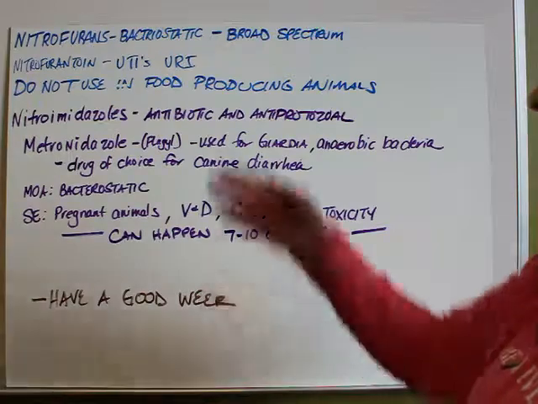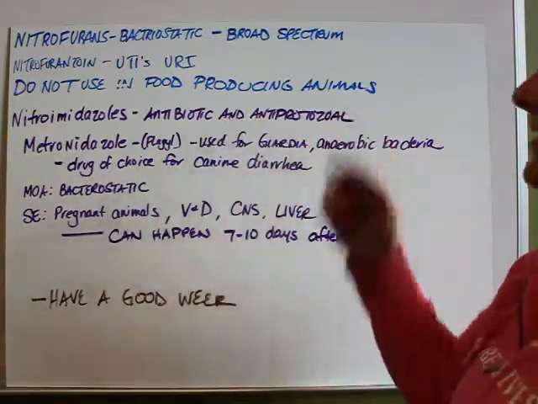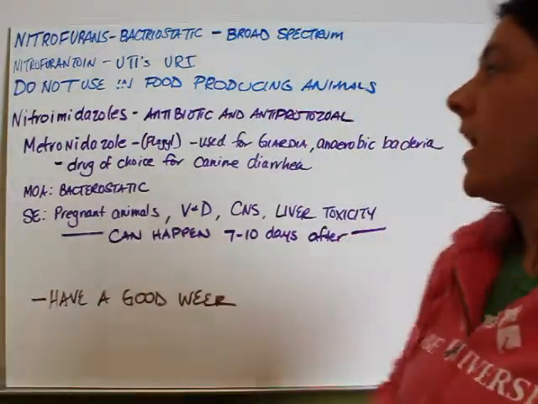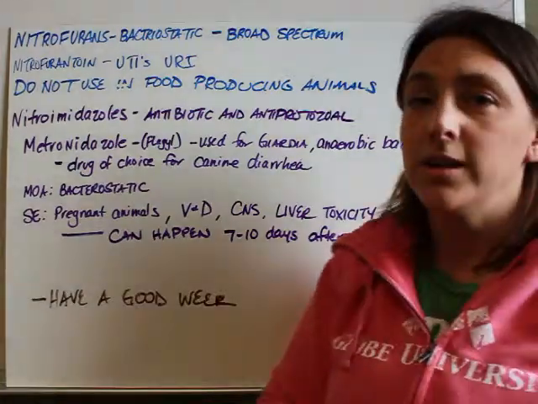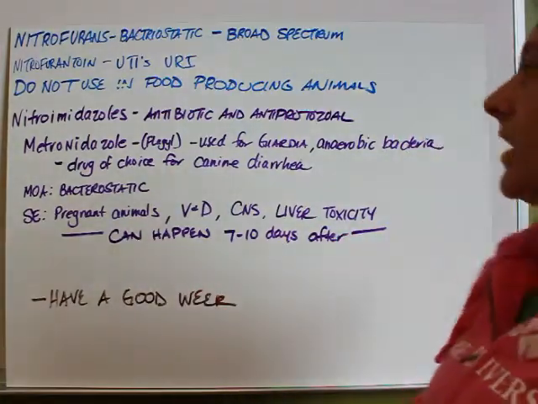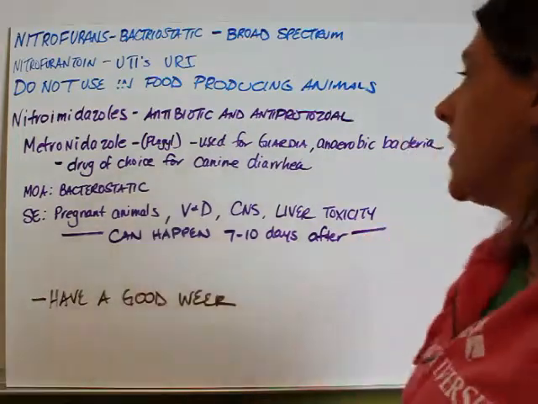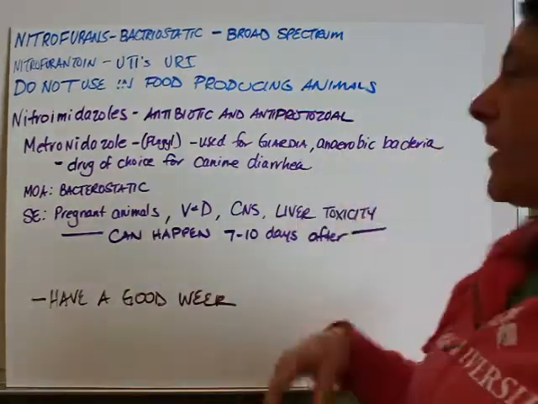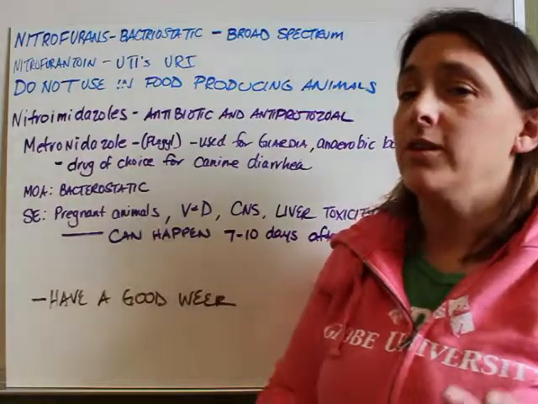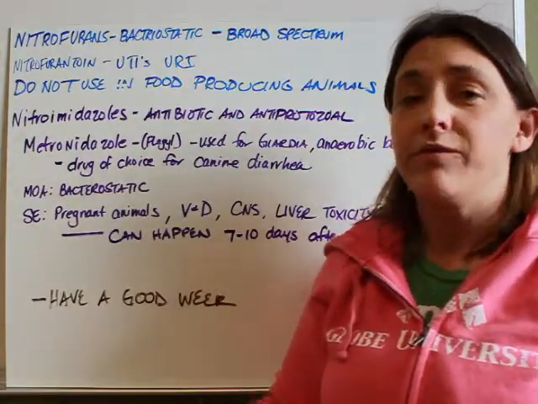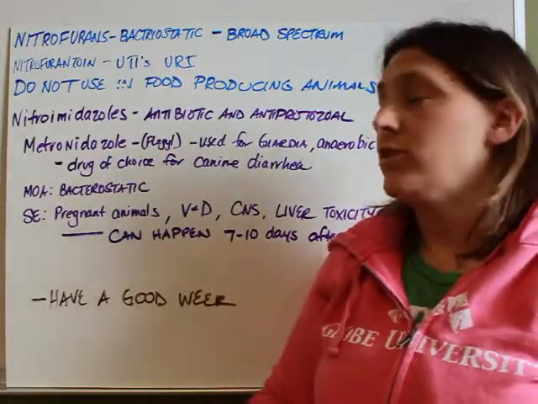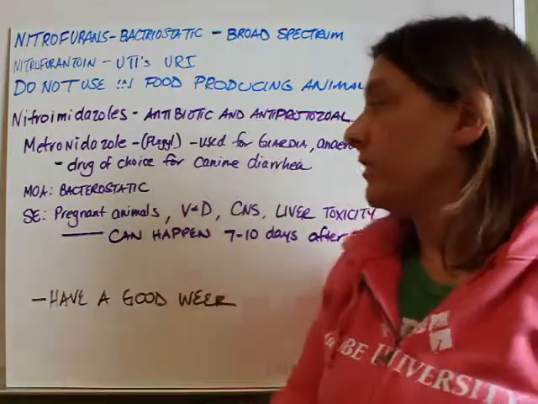Nitroimidazoles. These are antibacterial as well as antiprotozoal. And the most common one that you'll see is metronidazole or Flagyl. And this is used for Giardia. It's also used for other protozoan infections. And it's used for anaerobic bacteria. I'll tell you pretty much, a dog comes in with diarrhea, we don't find much, they're probably going to say, here, try some Flagyl to see if we can clear that up.